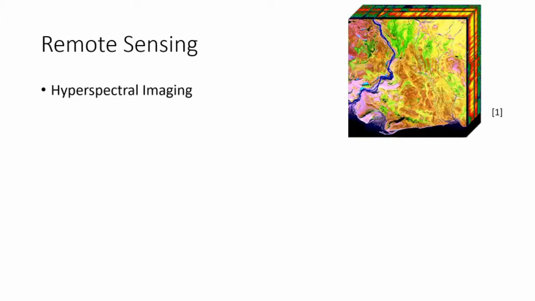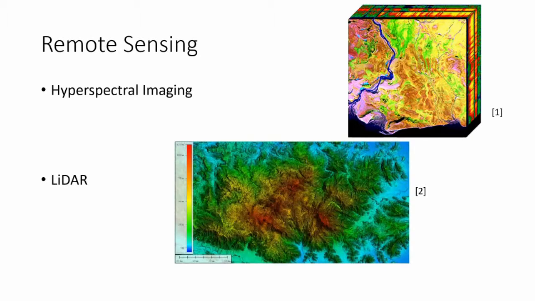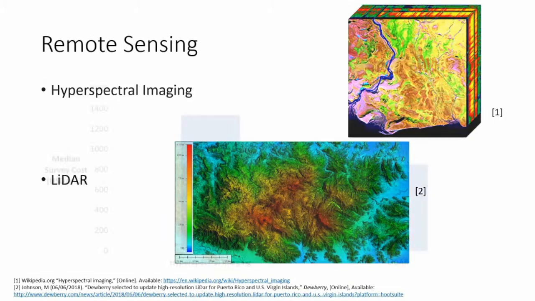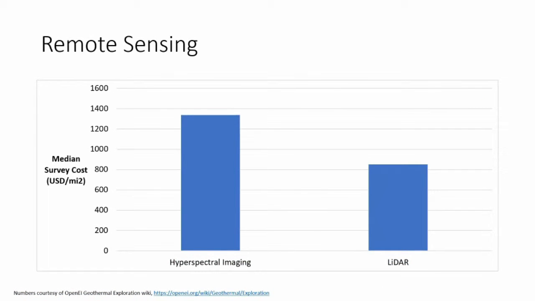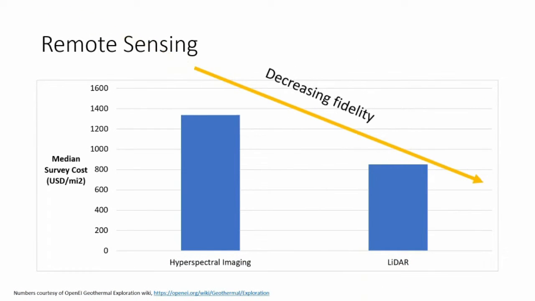The first is hyperspectral imaging. This can be used to identify geological materials and heat flows. The second technique is light detection and ranging, or LiDAR. It is good for generating topological information. The cost of these options is proportional to the amount of data they provide.